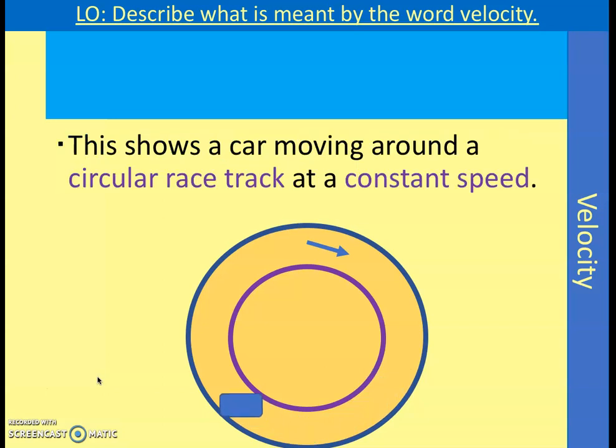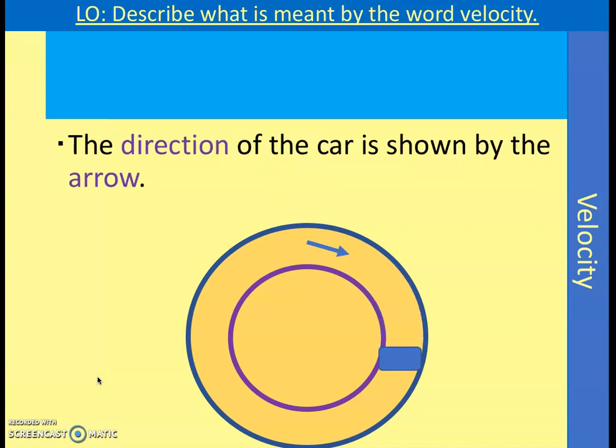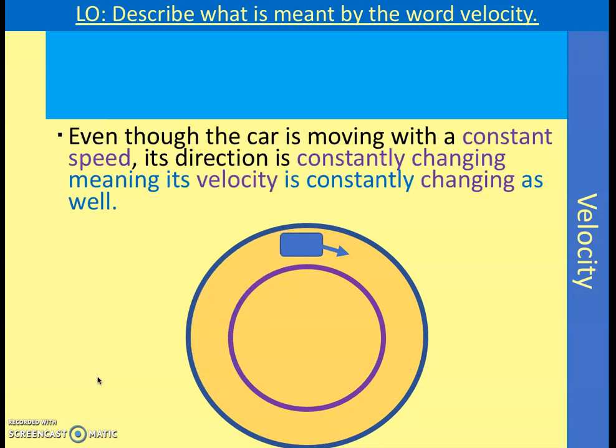When an object is moving in a circle, most of the time we can say that it might be moving at a constant speed. This shows a car moving around his circular racetrack at a fairly constant speed, apart from when he stops at the top, because I couldn't figure out how to get him to keep going around. But let's pretend that he is going at a constant speed, constantly around and around. The direction of the car is shown by the arrow. So the arrow shows me that he's going that direction, down and around.